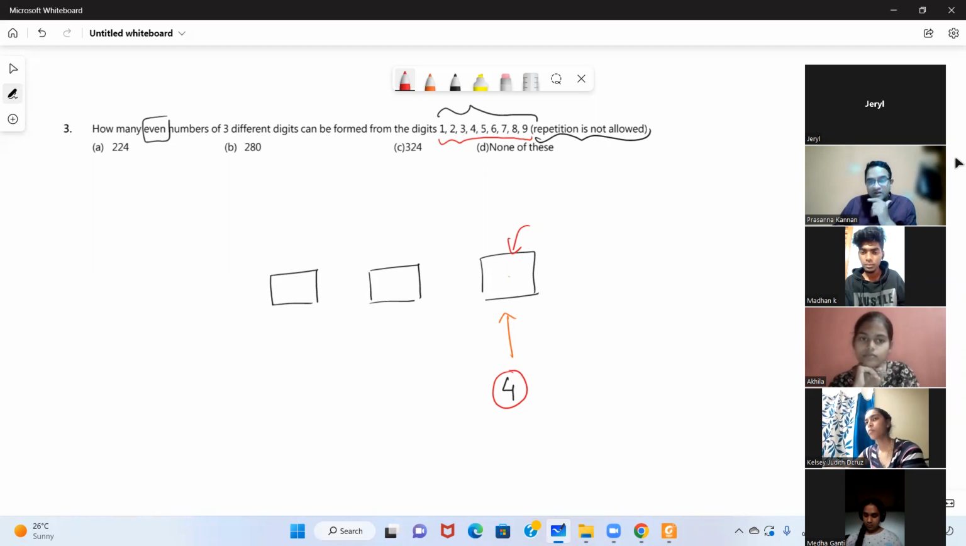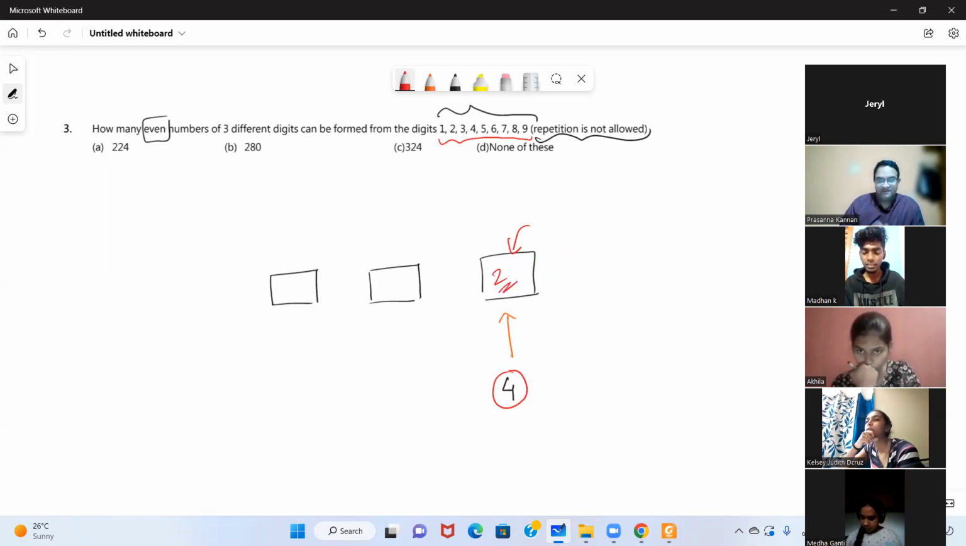You are not filling all the 4, you are selecting one. Understood? Very good. We are picking one number, one digit from that, either 2 or 4 or 6 or 8. Any one of them you'll pick.